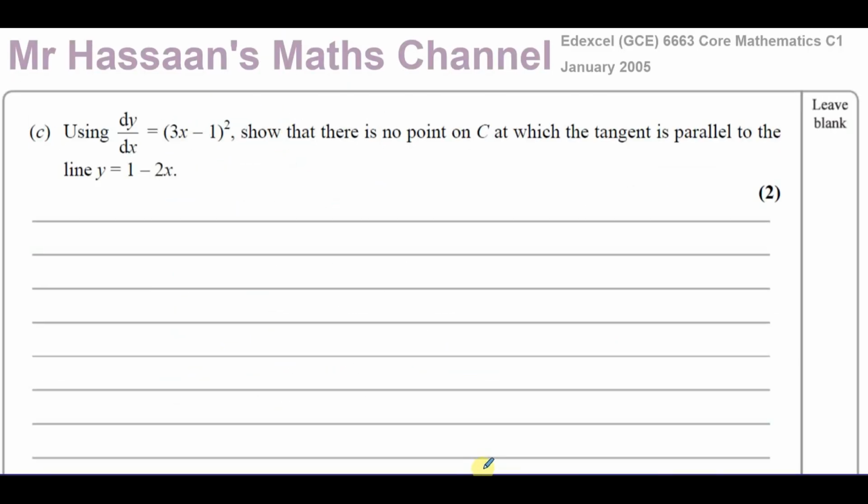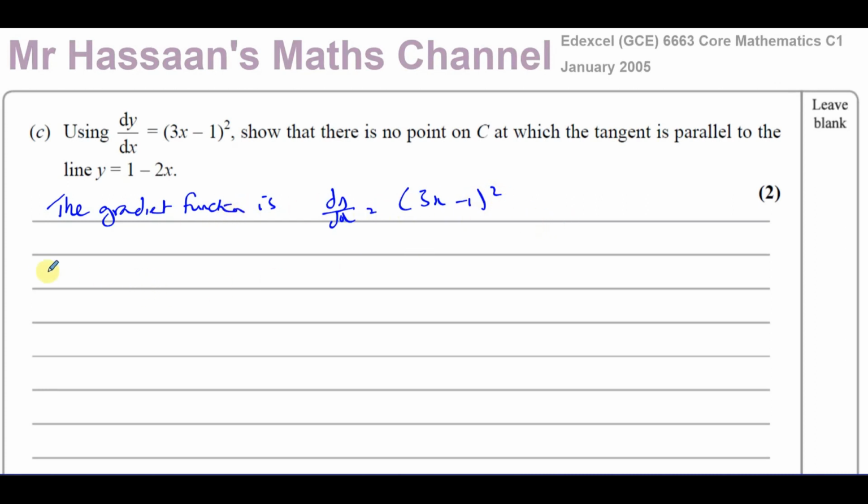And now for part C, it says using dy/dx equals (3x minus 1) all squared, show that there is no point on the curve C at which the tangent is parallel to the line y equals 1 minus 2x. Okay, so the curve, its gradient function is dy/dx, which is equal to (3x minus 1) squared. So this tells us the gradient of the function.